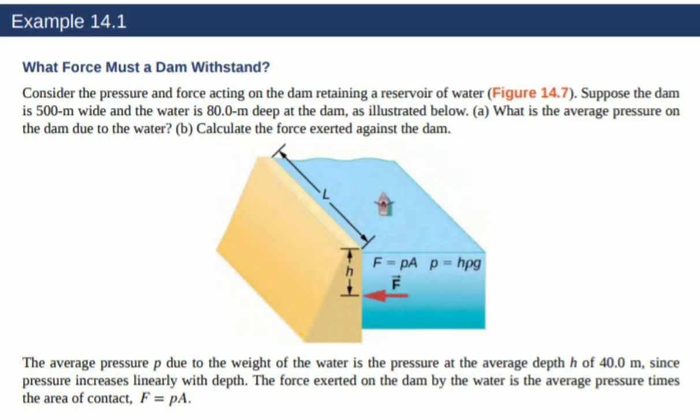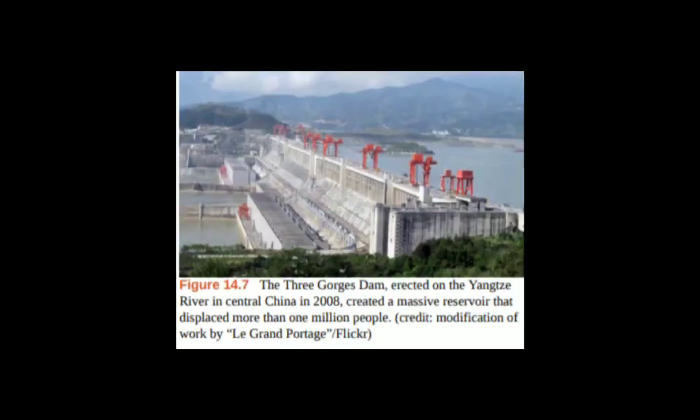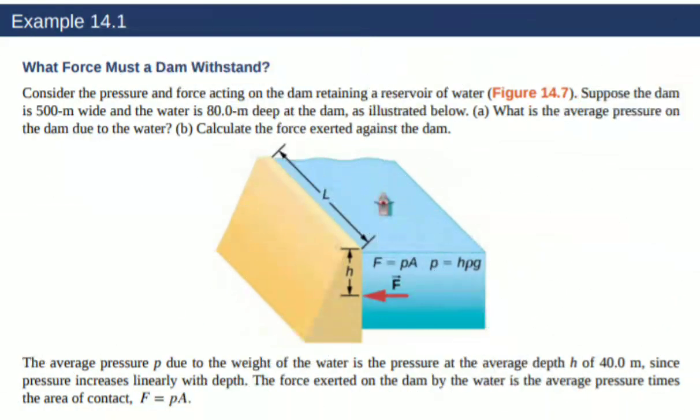Example 14.1. What force must a dam withstand? Consider the pressure and force acting on the dam retaining a reservoir of water in figure 14.7. Suppose the dam is 500 meters wide and the water is 80.0 meters deep at the dam, as illustrated below. A. What is the average pressure on the dam due to the water? B. Calculate the force exerted against the dam.